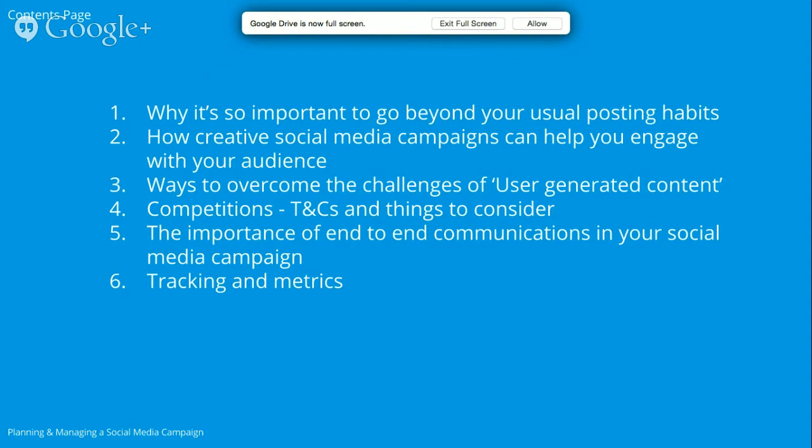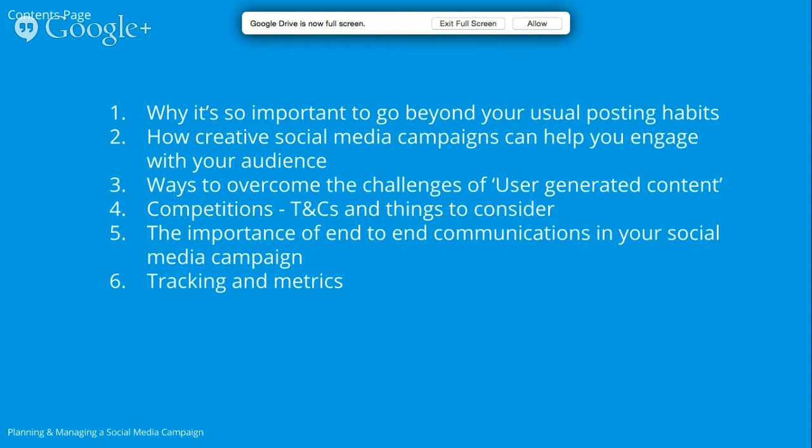Competitions, of course, can be a really useful way to drive engagement when we incentivize our audiences to want to engage with us. But of course, when we're running competitions, we want to make sure that we've got T's and C's clearly in place, and just some of the other things to consider. So we're going to touch on that during this webinar.